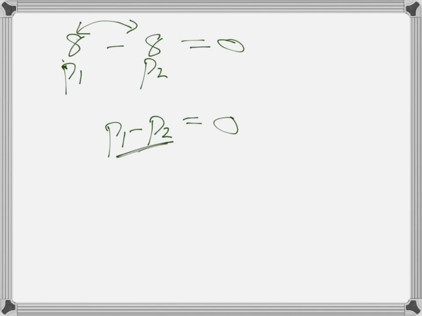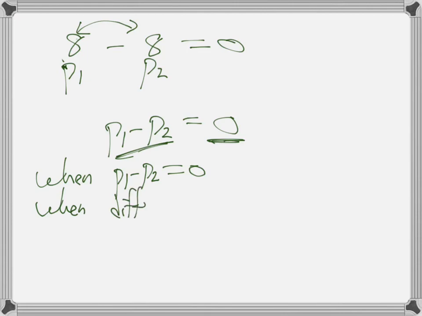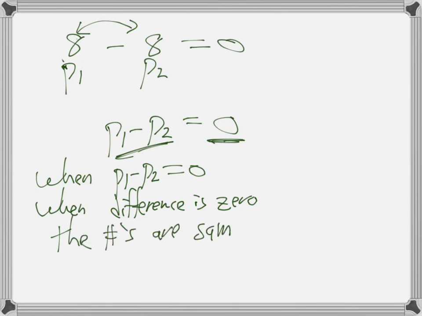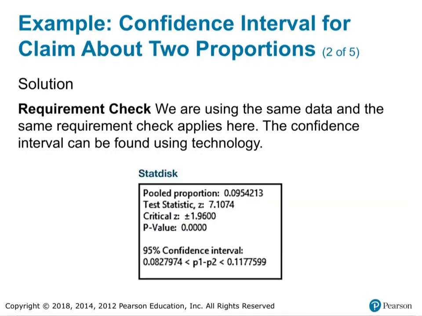Because if the difference between two numbers is 0, let me write that out. When P1 minus P2 equals 0, when the difference is 0, the numbers are the same, aren't they? If two numbers have no difference, then they are the same. Right? Two numbers are not different. So what? Well, that has to do with our confidence interval.